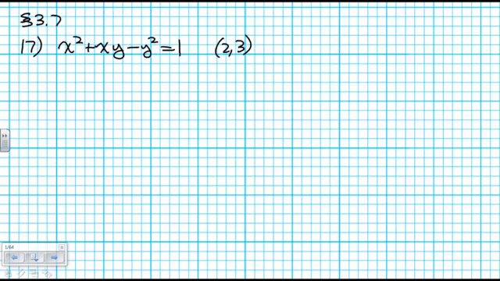Number 17 from section 3.7. In order to find the tangent or a normal line, we're going to have to know two things. Those two things are a slope and a point. And they've already given us the point. So now let's just concentrate on the slope.